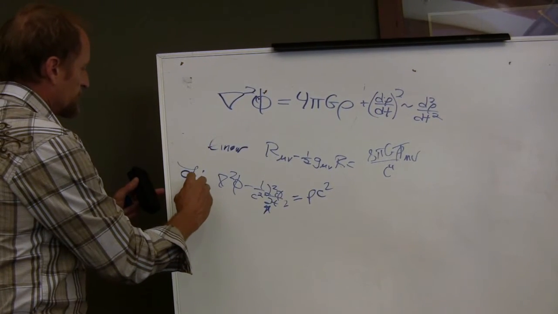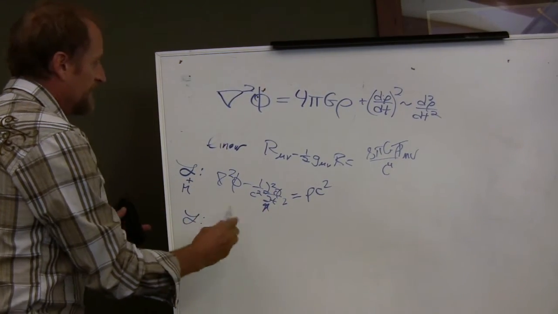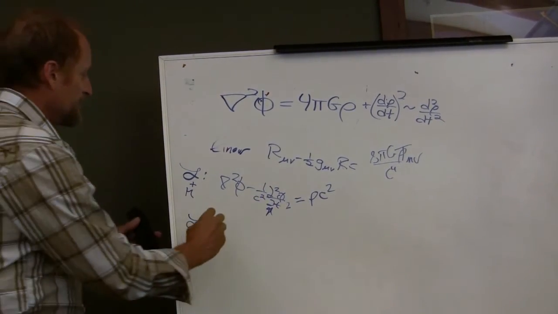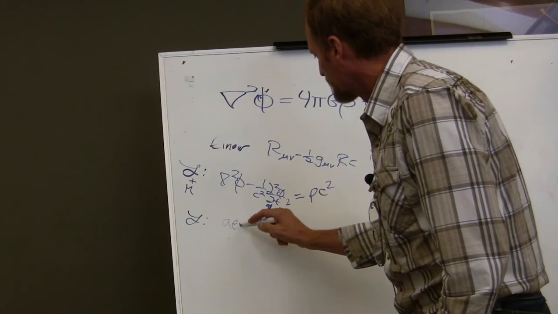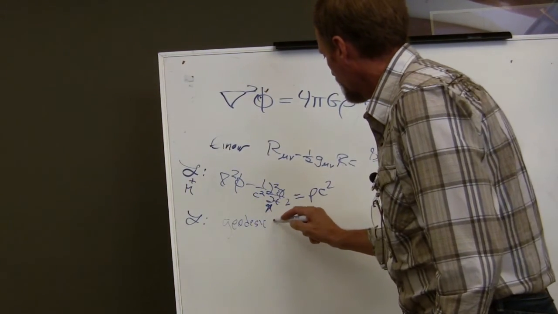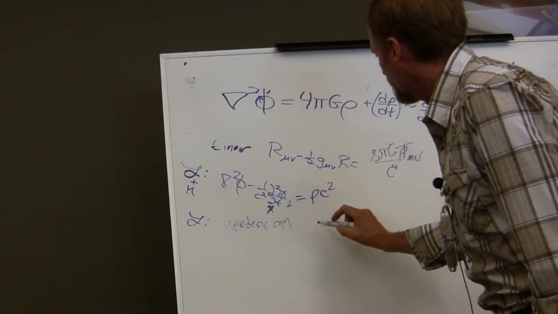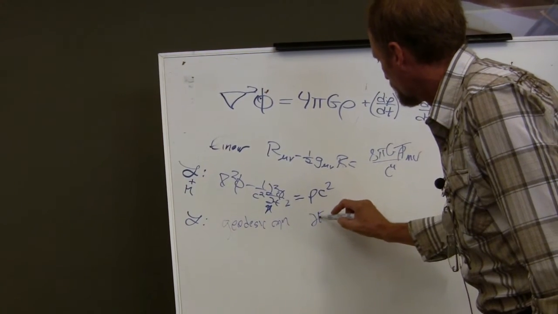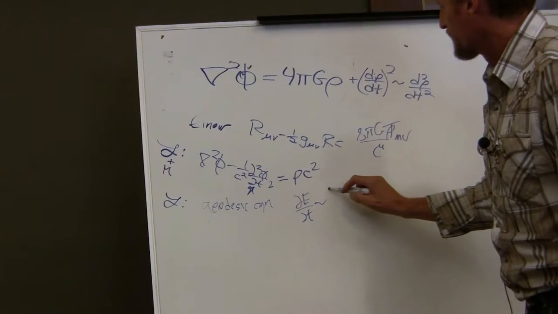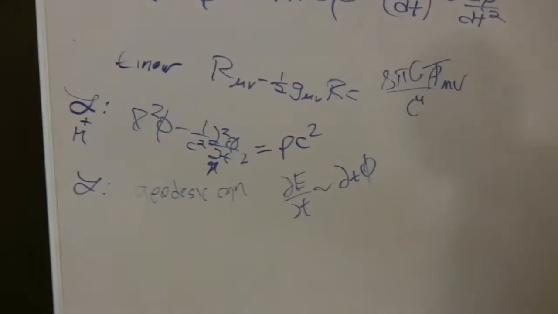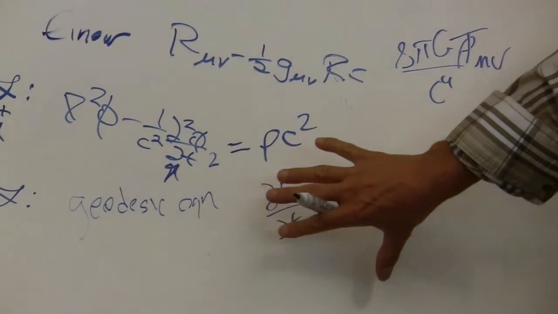So I put Lance plus Martin here. We both start from this. My idea was to eliminate this term, so I'm going to use the geodesic equation. You saw that yesterday in my talk. The geodesic equation has interesting properties. It relates the change in the energy of a body to the change in the energy of the gravitational field, dt phi. So I use this.